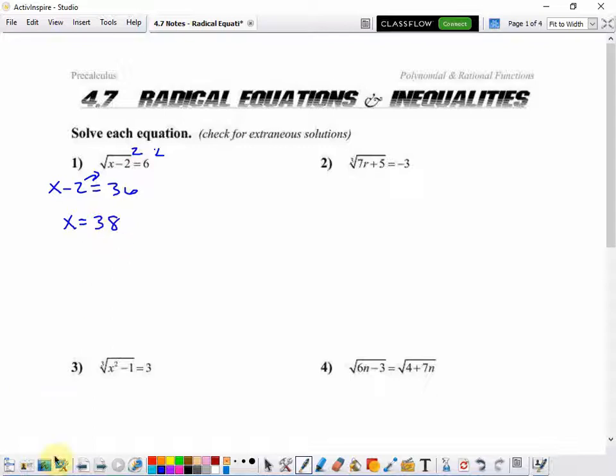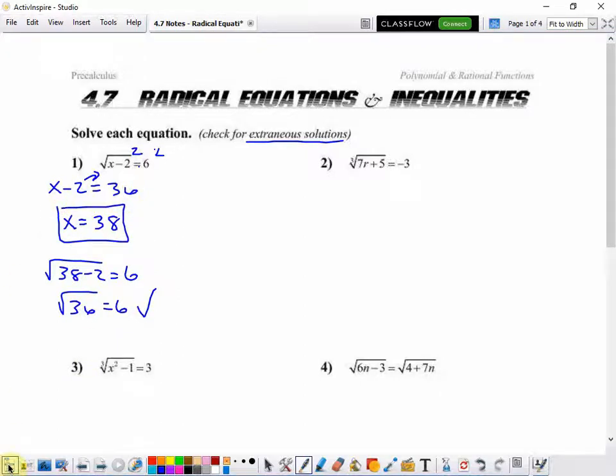And there's my solution, but I'm not really done. I need to check my equation because sometimes when I plug this solution in, I can do all the math correctly, but it turns out it doesn't work. That's called an extraneous solution, and I have to throw that out. So 38 minus 2 under a square root equals 6. And 38 minus 2 is 36. Square root of 36 is 6. So that solution is valid.